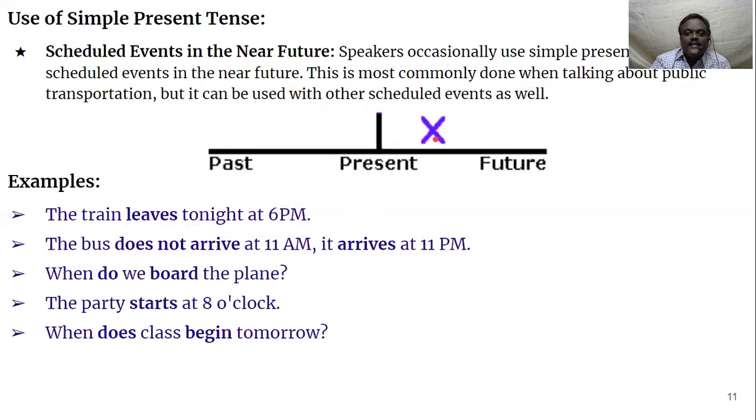So we can use it in simple present tense. The train leaves tonight at 6 p.m. So it has not yet started. It is not starting now. It is going to happen in future, but it is scheduled. So we say in simple present tense.